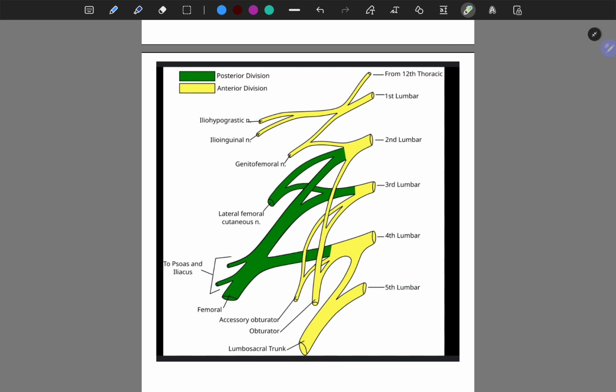The anterior division from T12 and L1 will form the iliohypogastric and ilioinguinal nerves. Genitofemoral nerve, which is L1 and L2, is going to supply the medial aspect of the thigh and genitals. Lateral femoral cutaneous nerve of thigh, which is a posterior division of L2, L3, L4.